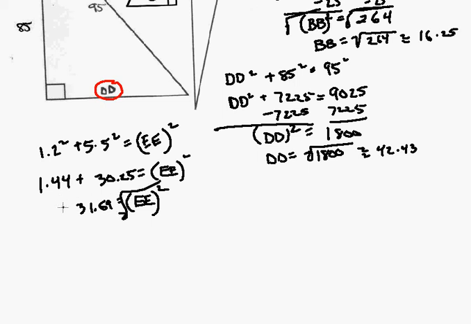Square root both sides. So we have EE, the length of the hypotenuse, is equal to the square root of 31.69. So if I take that square root, I get approximately 5.63. So that's approximately 5.63. And that's it, folks.